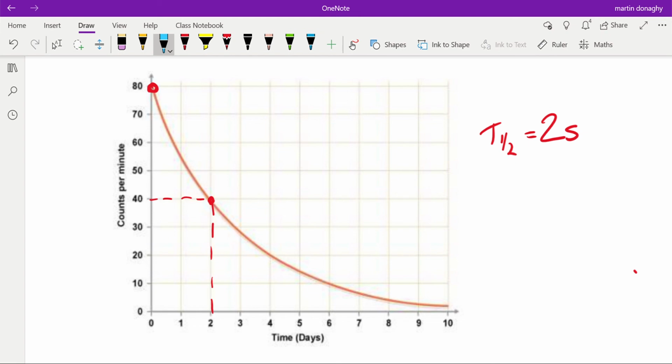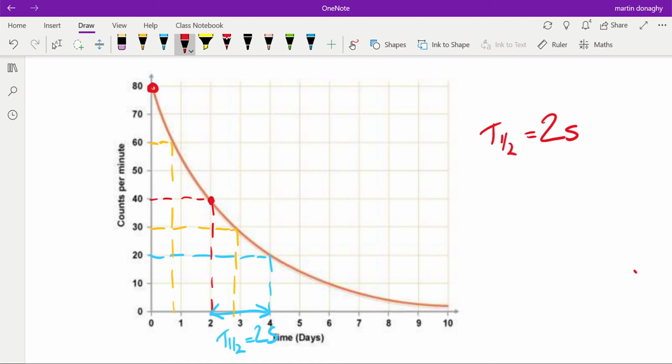And we can just see that because if I measure across there, then the time taken to get from 40 down to 20 is also 2 seconds. I would always look for two values. So I've gone from 80 down to 40 and then from 40 down to 20. But there's no reason why I couldn't have done this. If I choose a different color, I could have taken my second value to be 60 and seen how long that took to get down to half that, 30. And it should be about 2 seconds again.